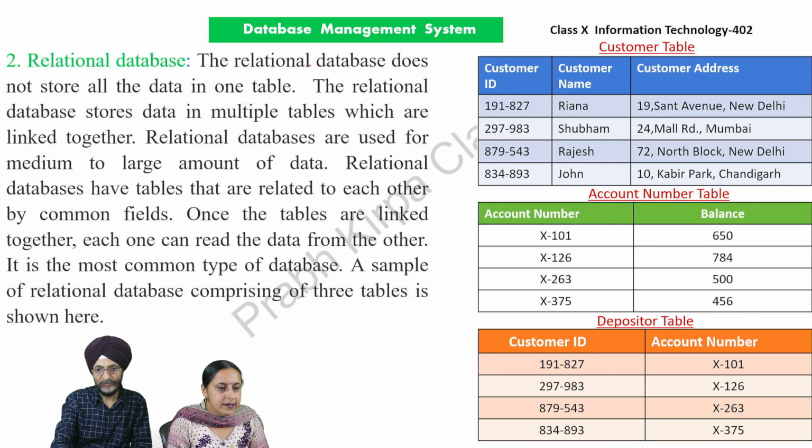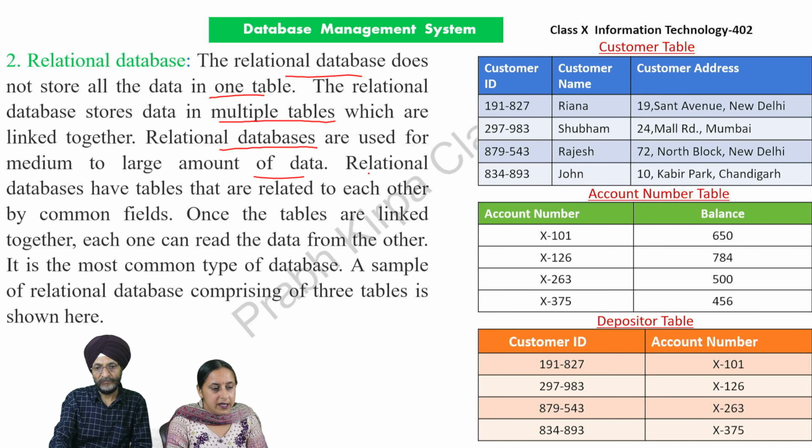Second, relational database. The relational database does not store all the data in one table. The relational database stores data in multiple tables which are linked together. Relational databases are used for medium to large amount of data. Relational databases have tables that are related to each other by common fields. Once the tables are linked together, each one can read the data from the other. It is the most common type of database.